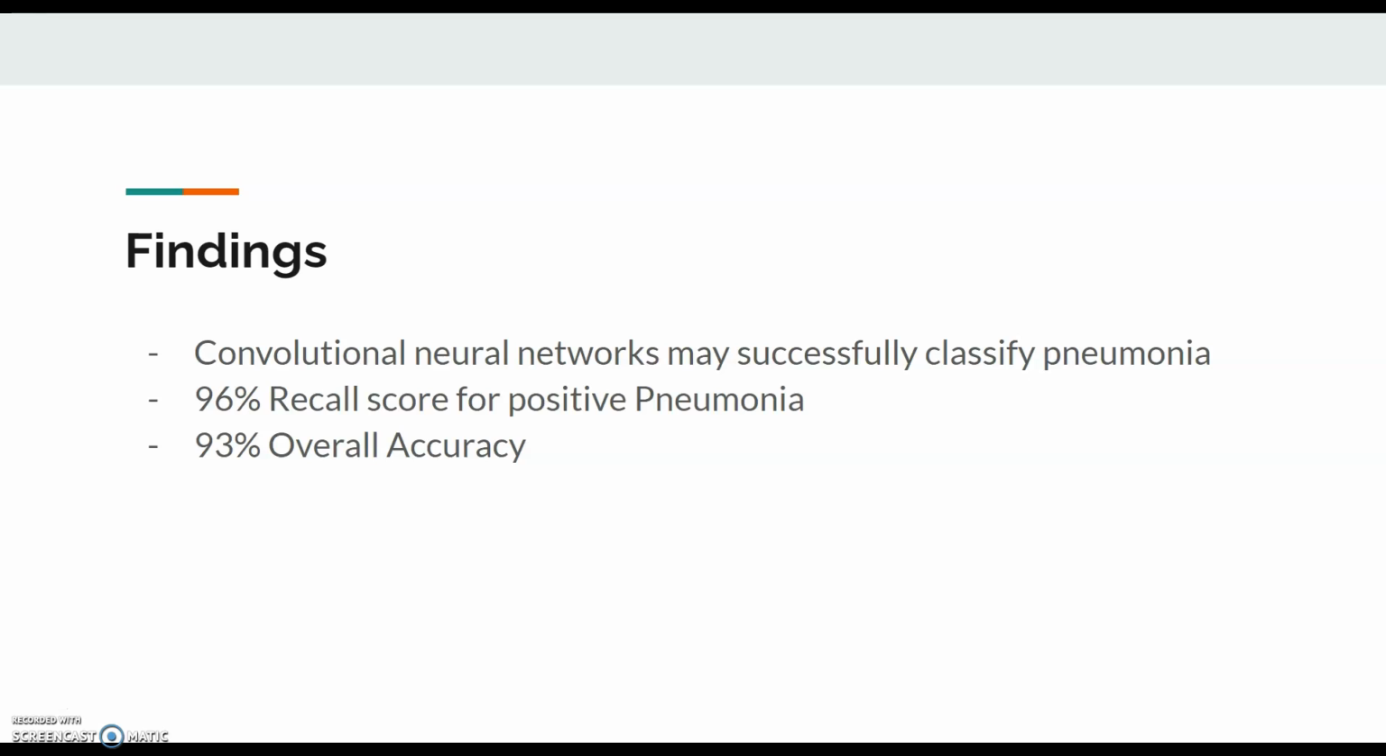So our findings are that the convolutional neural networks may successfully classify pneumonia. The model produced a 96% recall for positive pneumonia with an overall accuracy of 93%.